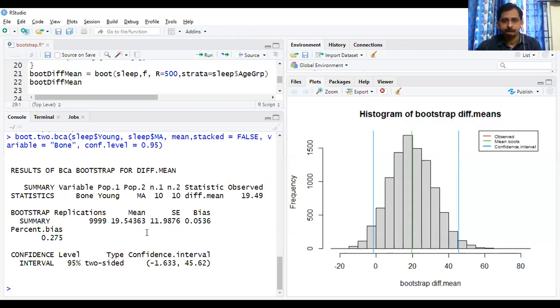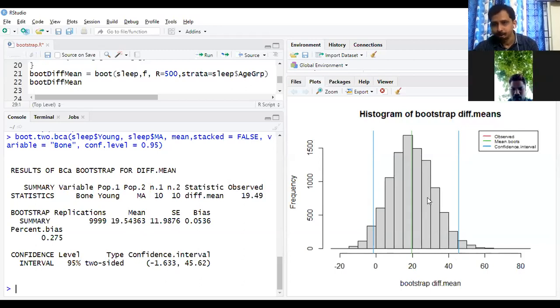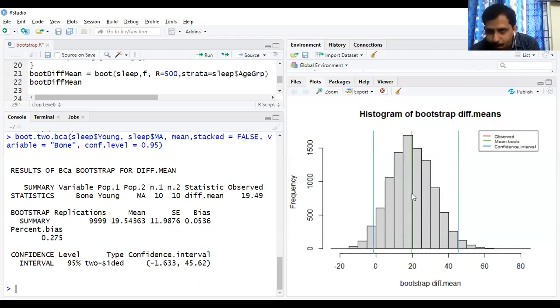Now, how to understand this graph? These two vertical lines with the shaded blue are the 95% confidence interval. And this green line, and there is a small red line also, but because the depth is very small, this is the observed mean and the mean of the bootstrap. Both are near 19.49, 19.54, so they are totally overlapped here.